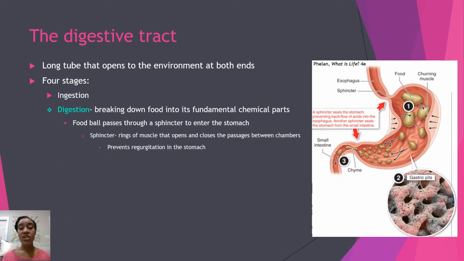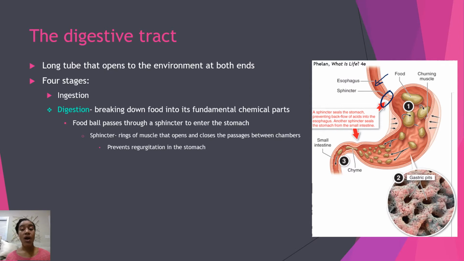The next major stage in the digestive system is digestion. And this is the breakdown of food into its fundamental chemical parts. And it begins when the food gets to the stomach. But before we get there, the food has to get to the very end of the esophagus where it meets this gatekeeper here called a sphincter. And we have several sphincters throughout our body, but this sphincter is blocking the passageway between the esophagus and the stomach.